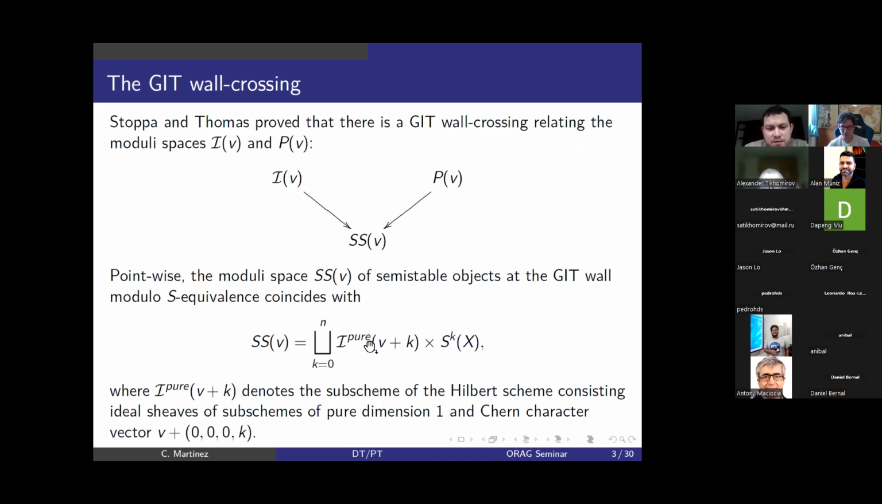They consist of this disjoint union of these moduli spaces they call I^pure_{v+k}, that are just the subscheme of the Hilbert scheme consisting of ideal sheaves of subschemes of pure dimension 1. So they are basically curves of pure dimension 1, and it has Chern character v plus k, and they add it here with these symmetric powers. So they have this description for this variation of GIT, how these two moduli spaces are related.